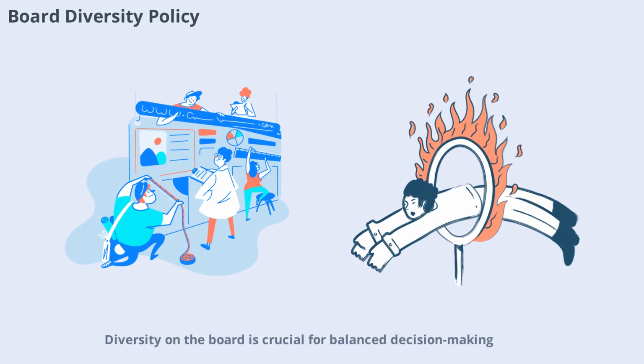Diversity on the board is crucial for balanced decision-making. Issuers must disclose their board diversity policy, including measurable objectives and progress. They should also explain how and when gender diversity will be achieved, set numerical targets and timelines, and describe measures to develop a pipeline of diverse candidates. This commitment to diversity supports innovation and better governance.